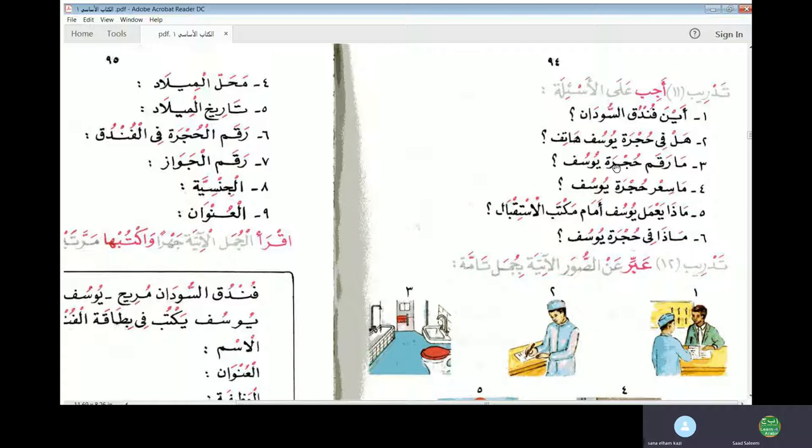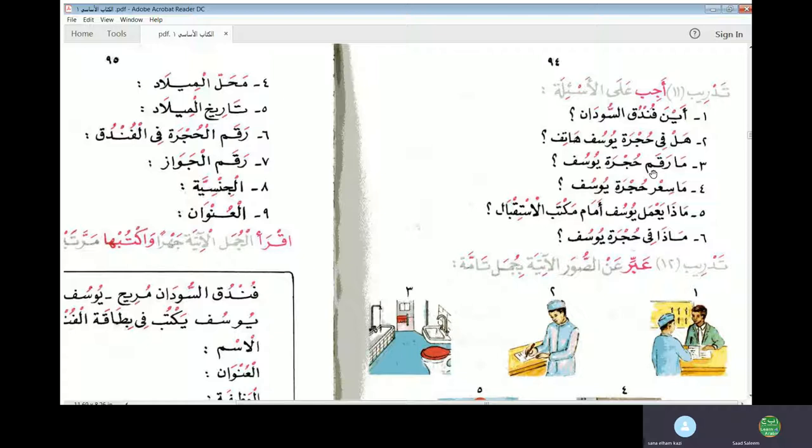Ma rakamu hujrati Yusuf? Hujrati Yusufa. Okay, rakamu hujrati Yusufa. What is the price of Yusuf's room? Number. What is the number? What is the number or rakam? Okay, number.